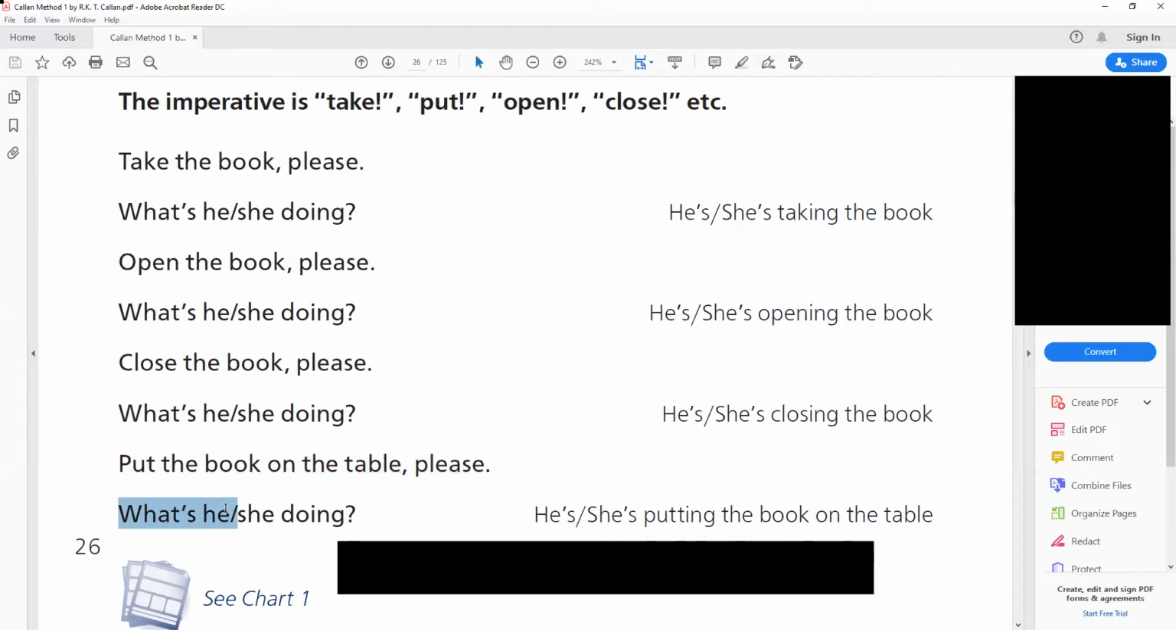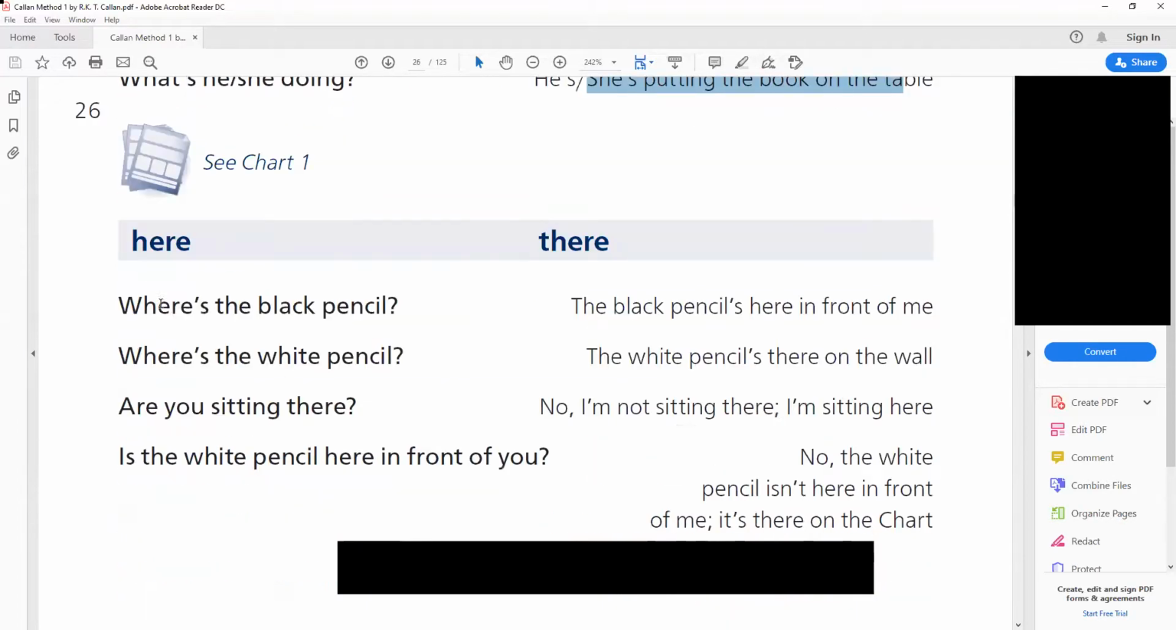Put the book on the table, please. What's he doing, Marcela? He's putting the book on the table. Put the book, please. What's she doing, Carlos? What's she doing? She's putting the book on the table. Muy bien.